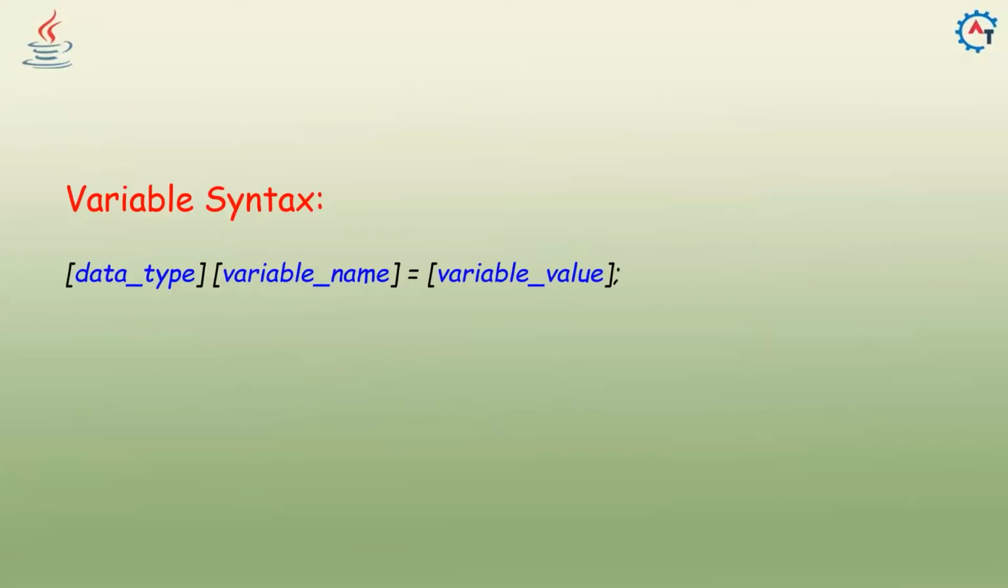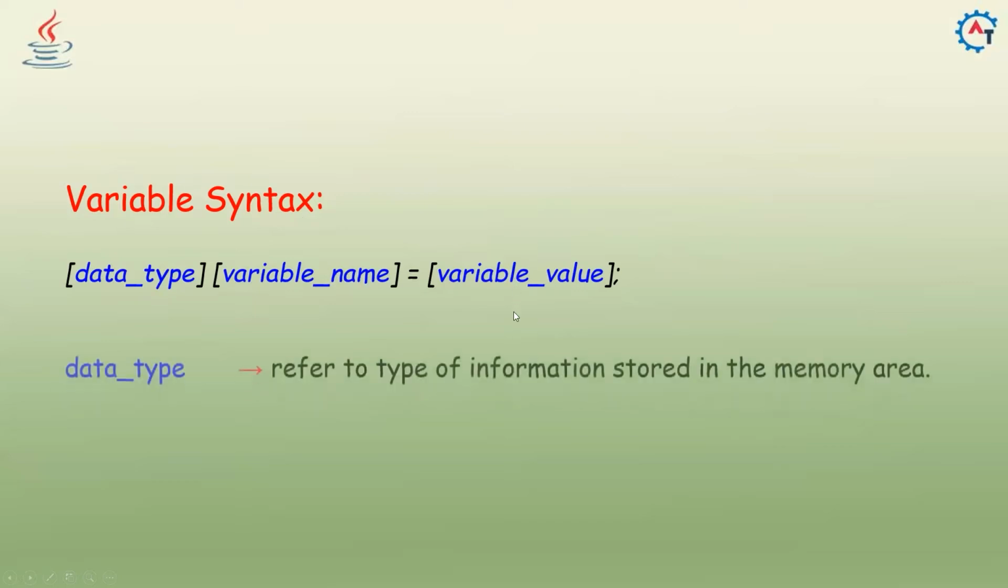And how does the syntax look like for a typical variable? First you'll have a data type, and then variable name equals to variable value. Then what is data type? That we will discuss in our next video. And here the data type, variable name and variable value. So what is data type?